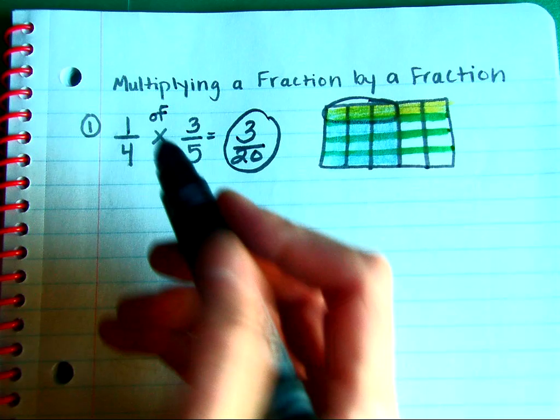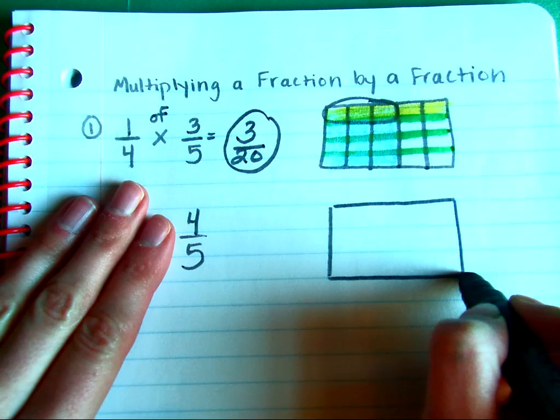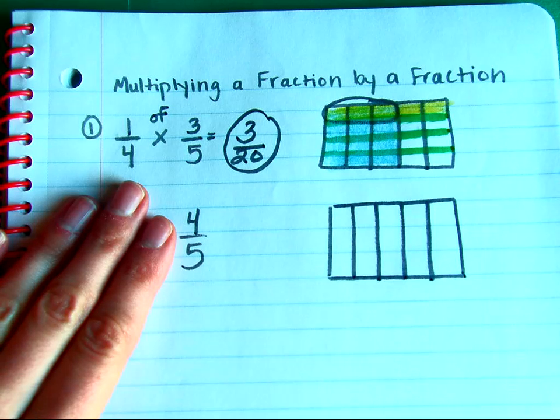2/3 multiplied by 4/5. The first thing I'm going to do is draw a model representing 4/5. I will draw 5 columns. And of those 5 columns, I'm going to shade in 4 of them.